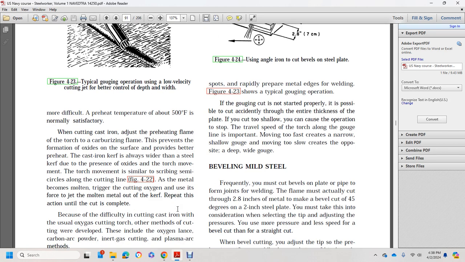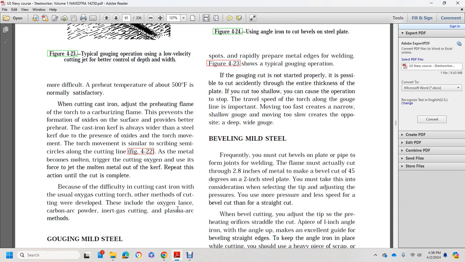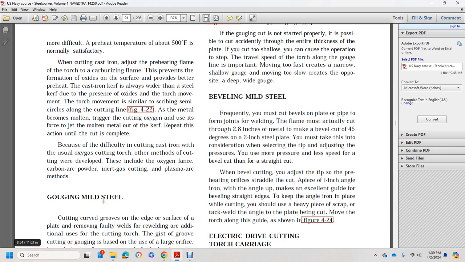As in figure 422, as the metal becomes molten, trigger the cutting oxygen, which uses its force to blow out the molten metal. Repeat this action until the cut is complete. Because of the difficulty of cutting cast iron with the oxygen gas cutting torch, other cutting methods were developed. These include the oxygen lance, carbonic powder, in-air gas cutting, and the plasma arc method.